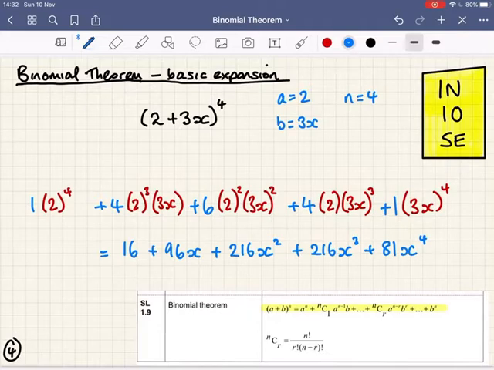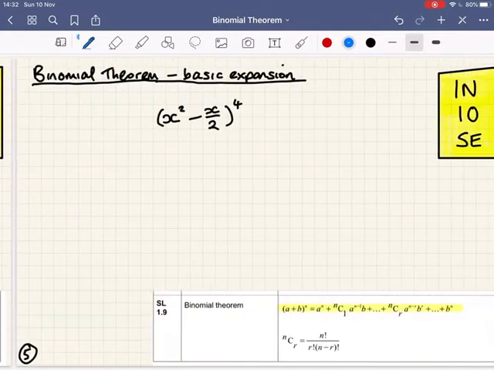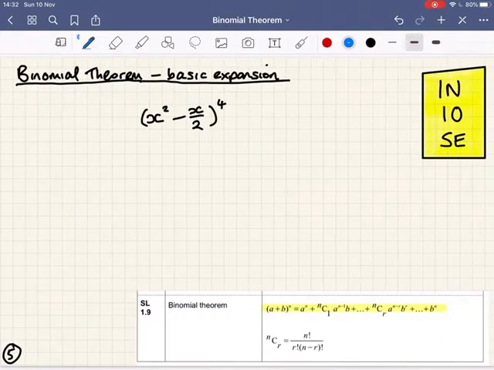So let's finish with a more tricky question. This time my values for a and b both involve x, so I'm going to have to be extra careful when I'm working out my powers here. A is equal to x squared, and just to make things even more difficult, b is negative. It's x over 2. It's a fraction. My value for n is 4.